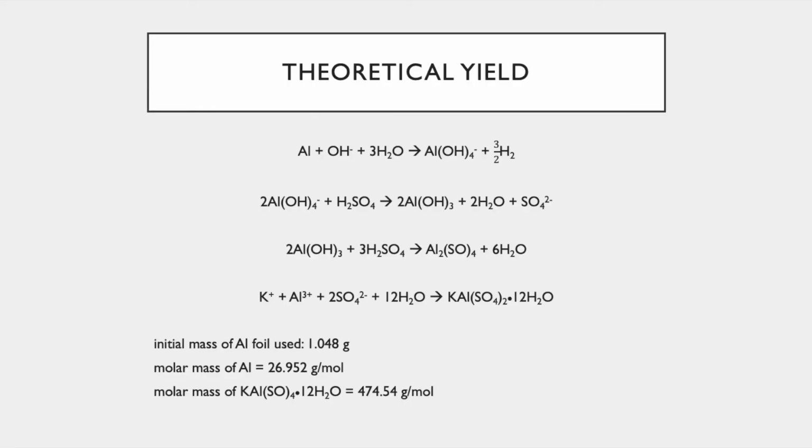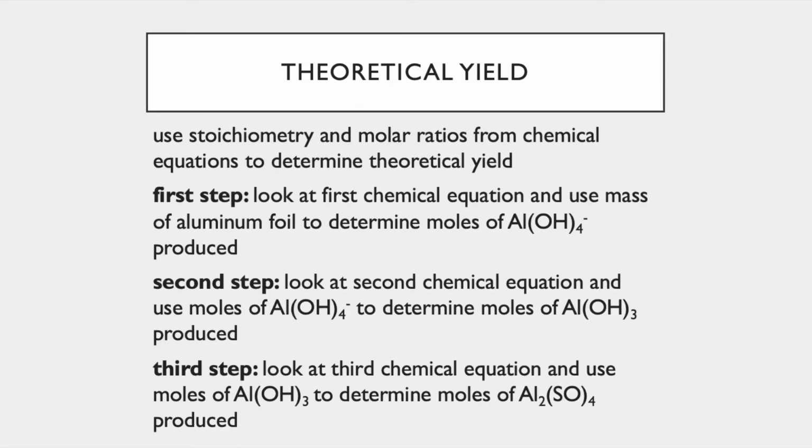Here are the chemical equations necessary to determine the theoretical yield of alum. At the bottom of the slide, I've also included information regarding the molar mass of the chemicals that are relevant to the calculations. In order to determine the theoretical yield of alum, I've broken it down into roughly 6 steps. The first 3 steps are listed here, followed by example calculations of each step.